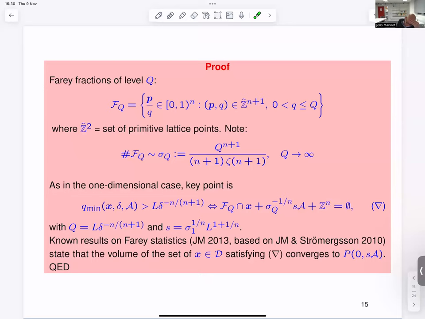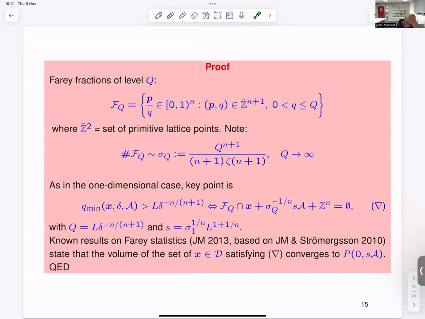And we use exactly the same argument as in the one-dimensional case, observing that the smallest denominator can only be bigger than L, normalized in this way, if and only if the Farey sequence doesn't intersect with this set. Okay, and here's again the relation that you need to work out between Q_S on one hand and L and delta on the other. And now we are done because we know everything about the Farey statistics in higher dimensions as well.